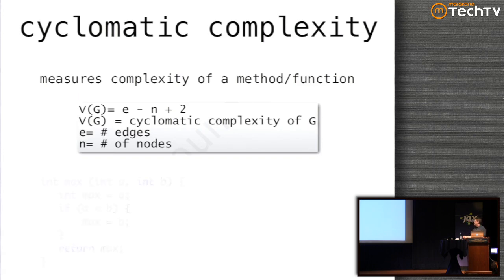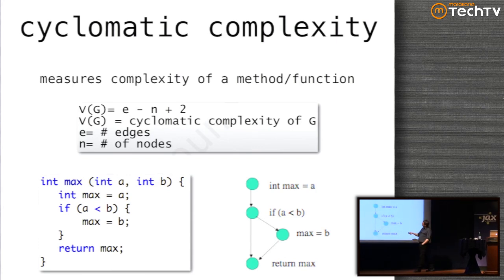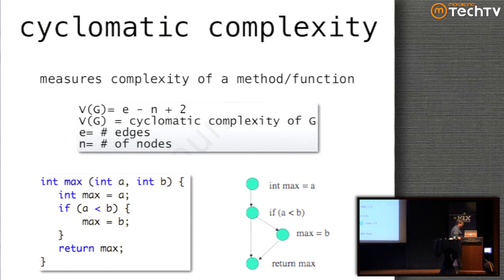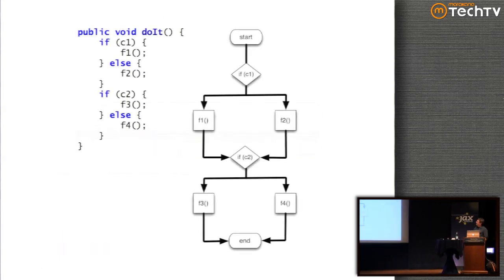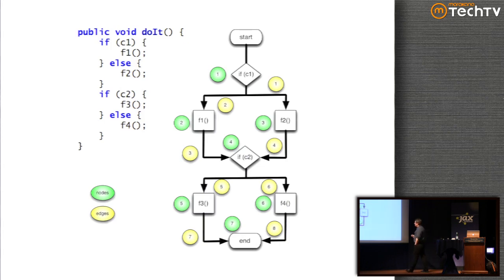So if you have this little Java method like this, if I draw out this kind of nodes and edges view of the world and then count them up, 4 minus 4 plus 2, so the cyclomatic complexity of that method is 2. It's kind of boring when the numbers cancel each other out like that, though. And so let's look at a slightly more complex method in the Java world. I'll draw it out in this kind of edges and nodes view of the world and number them. 8 minus 7 plus 2, so the cyclomatic complexity of this method is 3. It's one more complex than the one that we saw before.